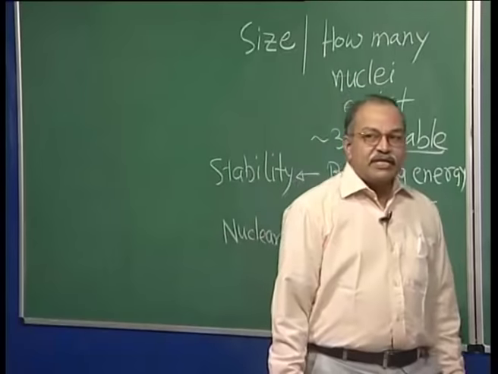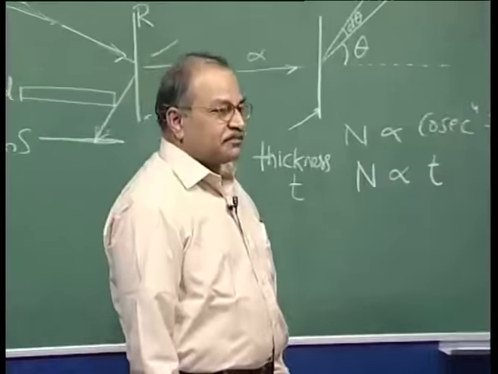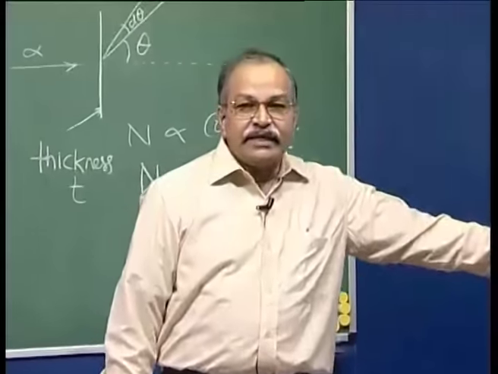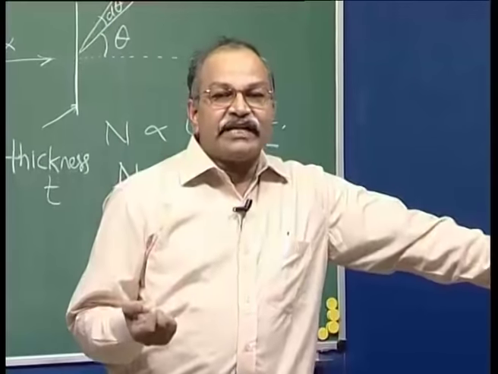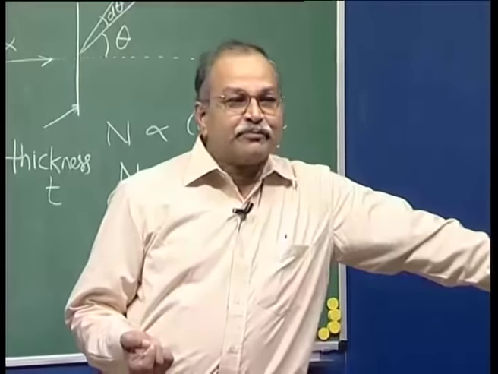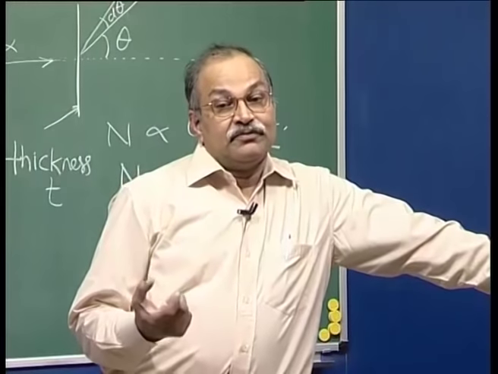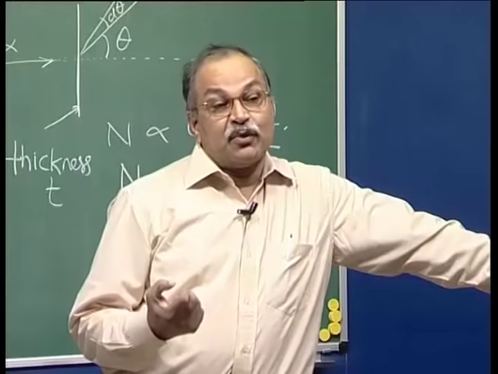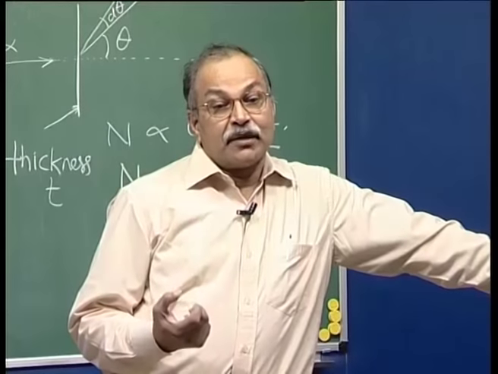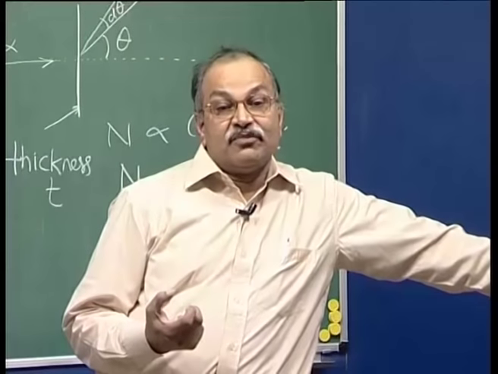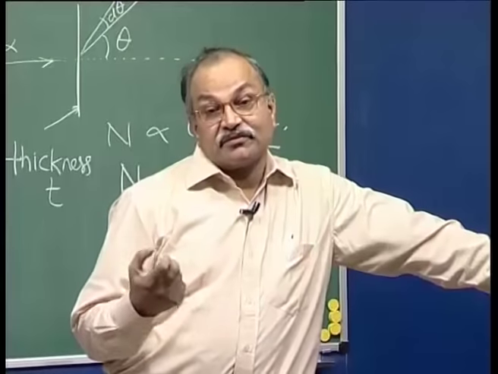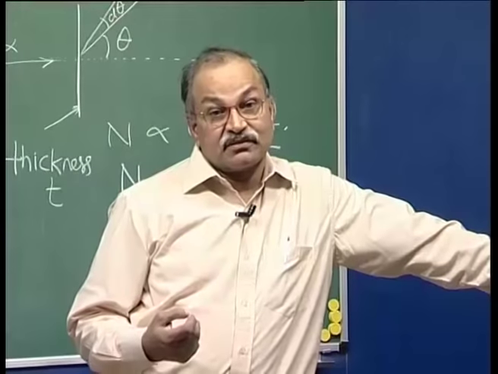So, inside the nucleus you have protons and neutrons. The neutrons are electrically neutral and protons are all positively charged. So many protons with positive charge are packed in a small volume. Why do they not fly apart? Because of the Coulomb repulsion.